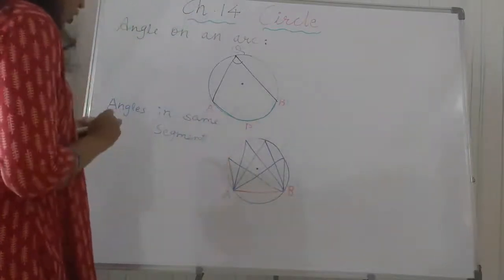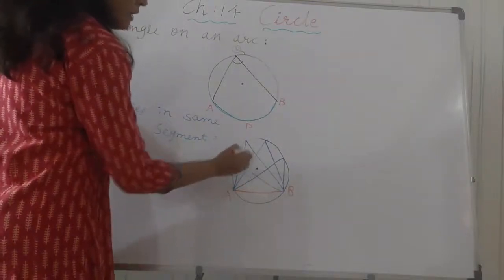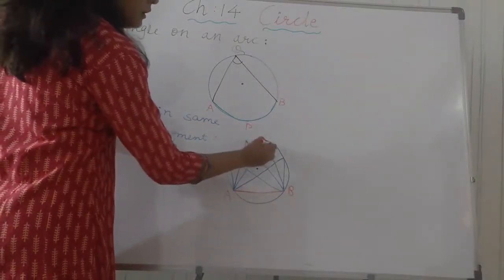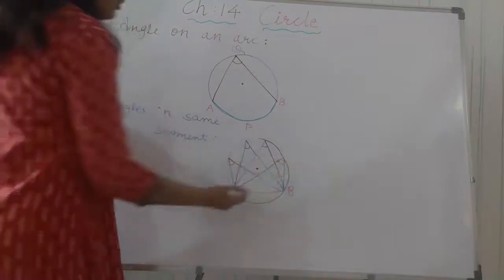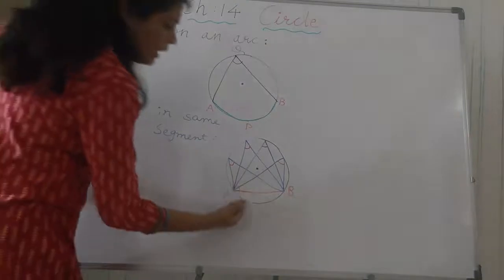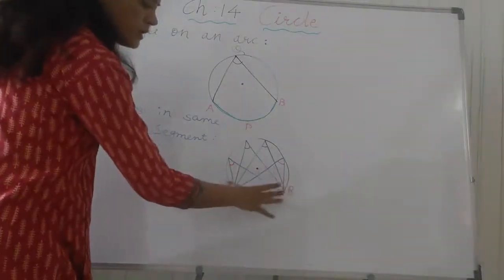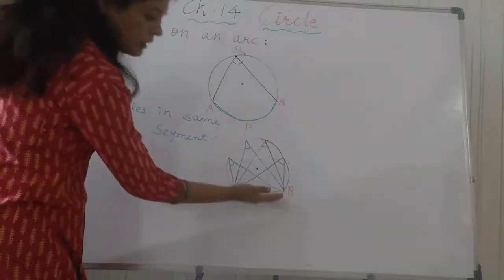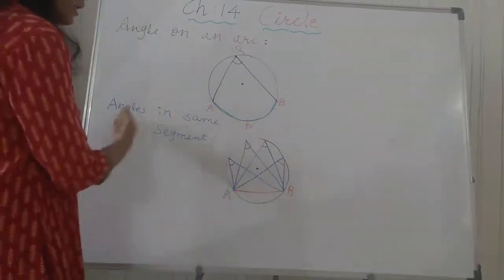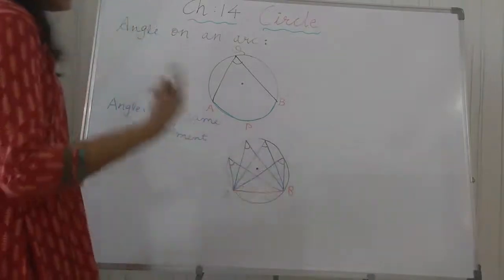So here I have formed, you can see, 4 angles. This is the first angle, second, third and fourth. So you can form as many angles as you want on any arc AB. And this is the segment also, you understand, this is the major segment and this is the minor segment. So angles in the same segment. So these all are the angles in the same segment.